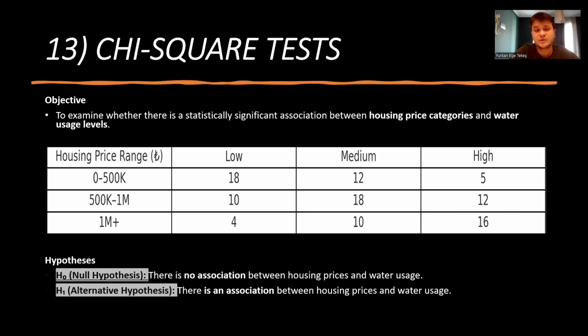The chi-square test objective is to examine whether there is a statistically significant association between housing price categories and water usage levels. Hypothesis H0: there is no association between housing price and water usage. And H1: there is an association between housing prices and water usage.